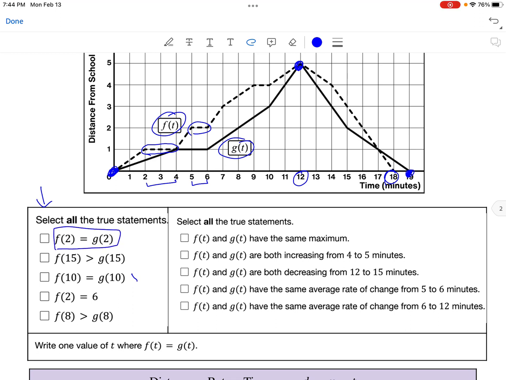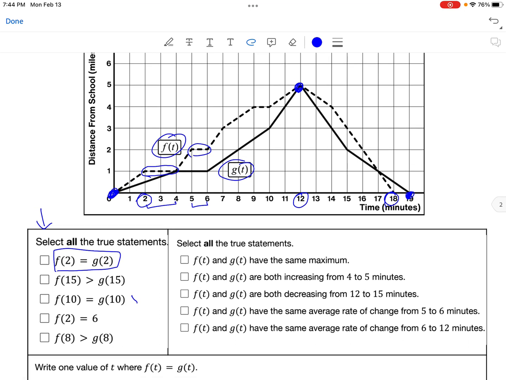Is f of 2 equal to g of 2? So let's look at that. Here's 2, that means 2 minutes. F of 2 is the distance of bus F at 2 minutes. So that's the dotted line here. So the bus there is 1 mile from school. F of t is 1 mile from school. And this bus, g of t, is about half a mile from school. So that is not true. Those are not equal.